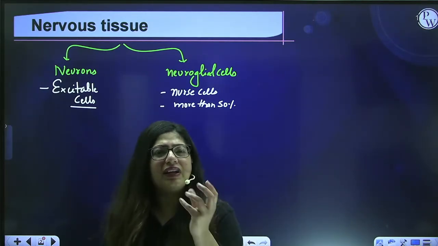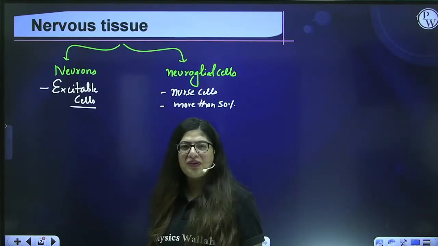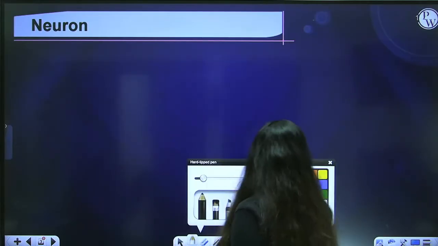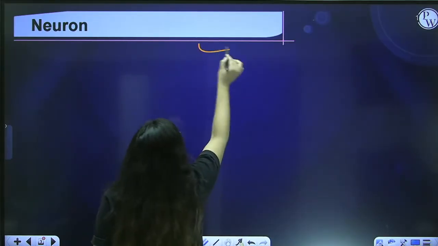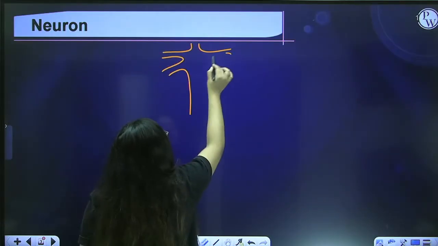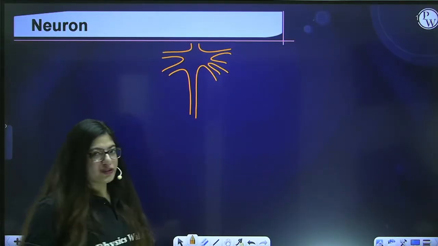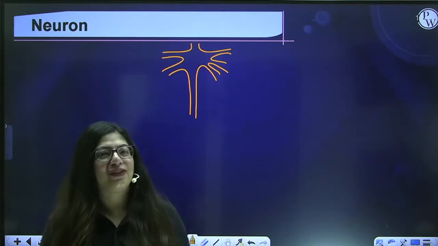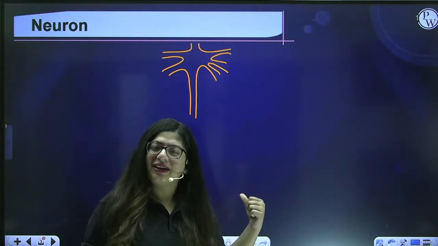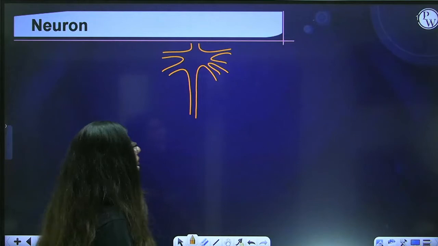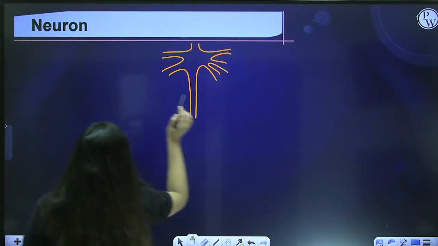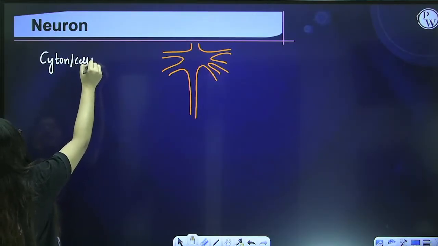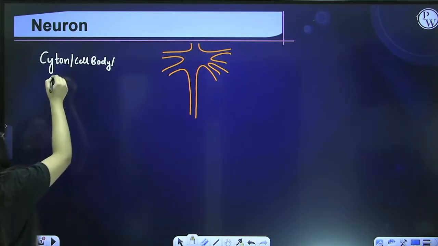So we have done a very beautiful diagram of a neuron in the chapter structural organization in animals. So let's see how a neuron looks. The body of a neuron is divided into two parts. That's a revision for all those who have already attended my lecture on structural organization, and those who have not, don't worry, you will study that with me here. So the entire structure of a neuron is divided into two parts. One is the cyton, also known as cell body or perikaryon.